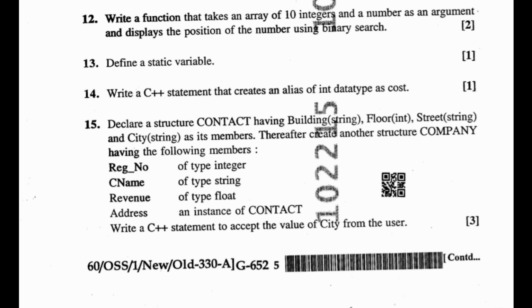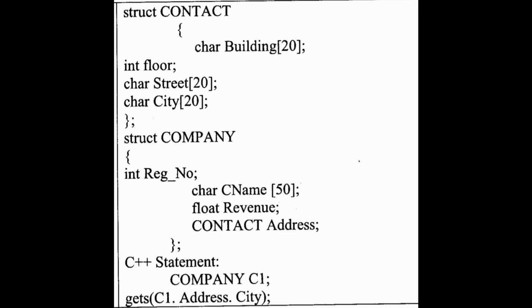Question 15. Declare a structure contact having building string, floor int, street string and city string as its members. Thereafter create another structure company having the following members: registration number of type integer, cname of type string, revenue of type float, and address as an instance of contact. Write a C++ statement to accept the value of city from the user. Answer is given here. Pause the video and see the answer.